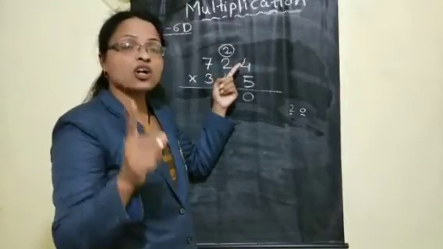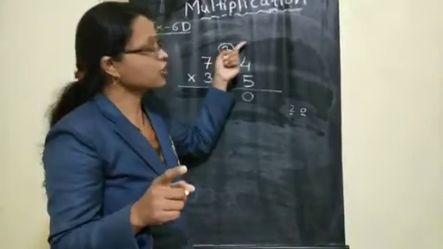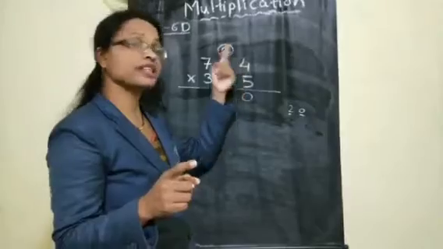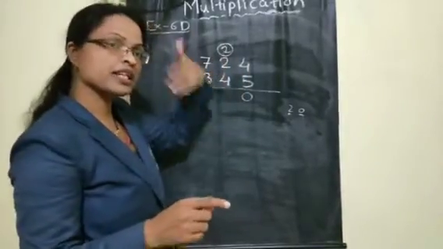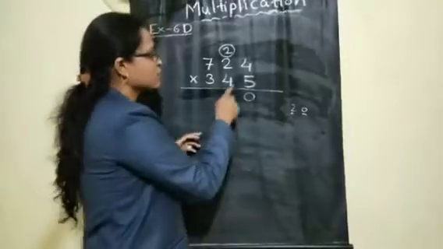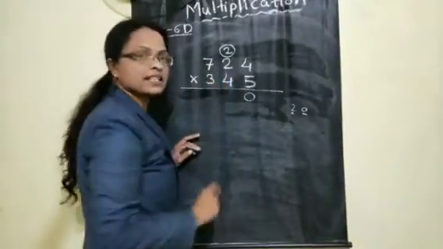Ones place, always that carry, don't write on the ones place. You have to forward it to the next place, that is the tens place. Always you have to carry forward to the next places. Now let us move to multiply for the tens place.